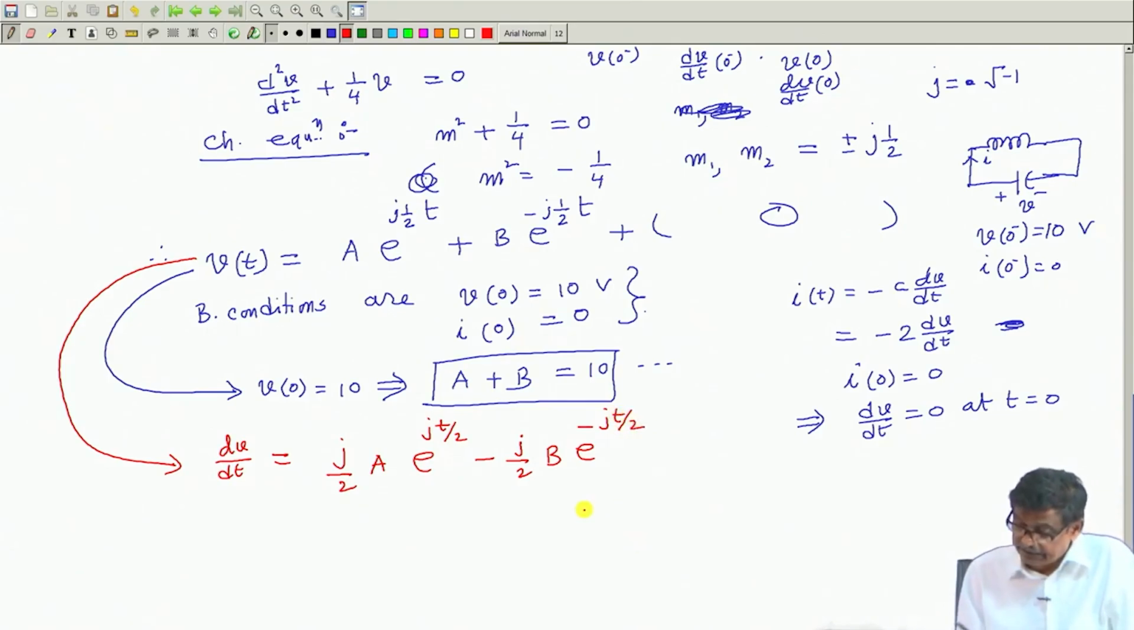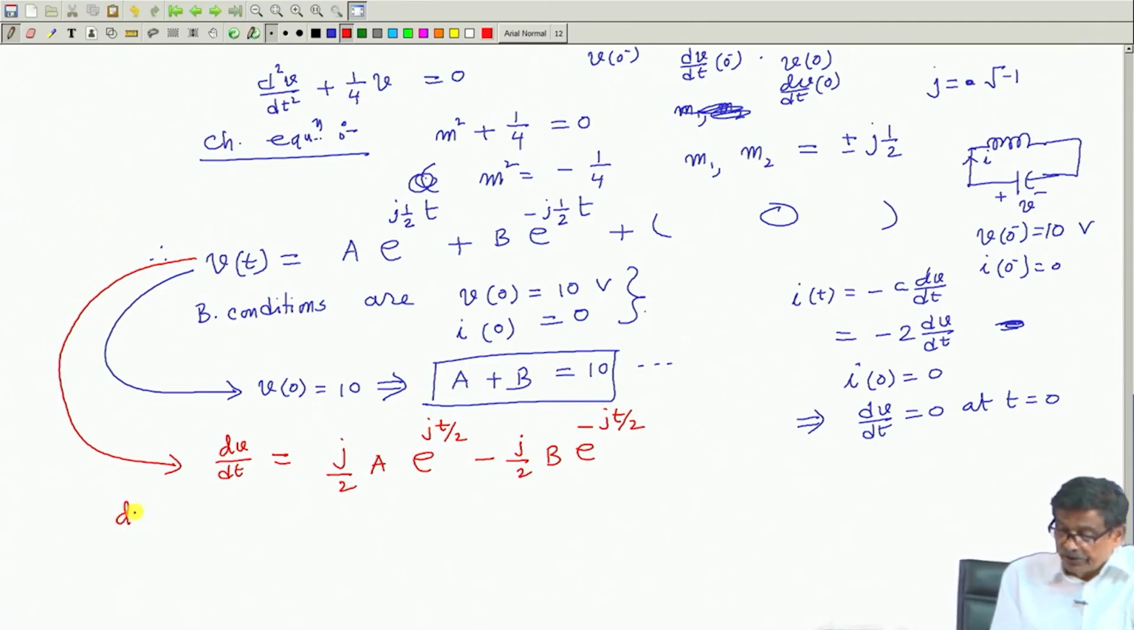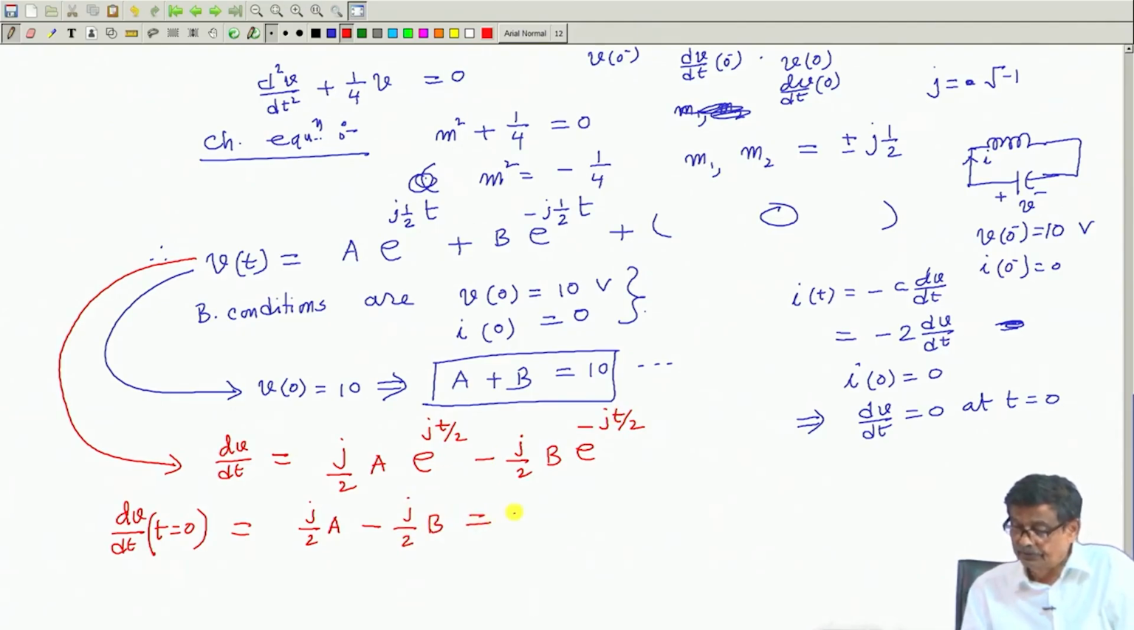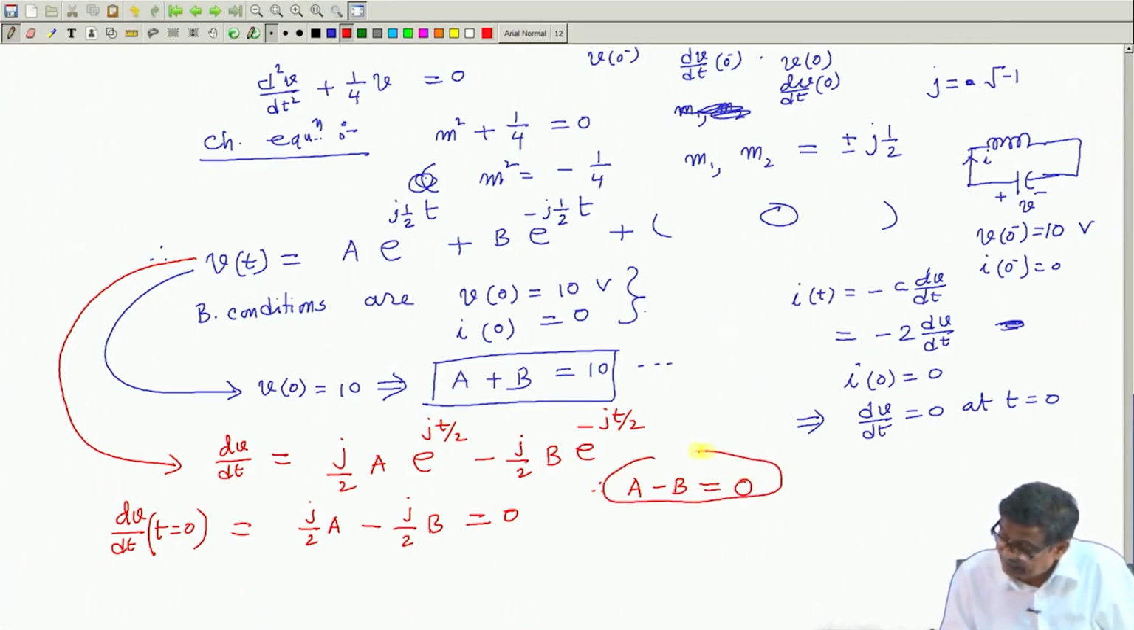That will be the thing. And I am telling dV/dt at t equal to 0 is 0. So, dV/dt at t equal to 0 will be, put t equal to 0 there. So, j by 2 into A minus j by 2 into B, at t equal to 0 these are 1, and this is 0, I am telling, it has to be. Therefore, you get A minus B is equal to 0. If any mistake, point out. So, this is the other equation.